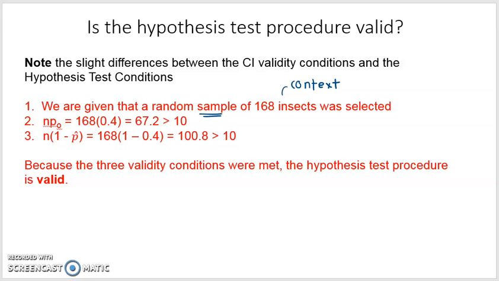n times p naught. Remember, p naught is what we think p is under the null hypothesis. Our null hypothesis was that p equals 0.4, so p naught is 0.4. So 168 times 0.4 is 67.2. That's bigger than 10. n times 1 minus p naught equals 168 times 1 minus 0.4, 100.8, which is also bigger than 10. So the three validity conditions were met. That means the hypothesis test procedure is valid.